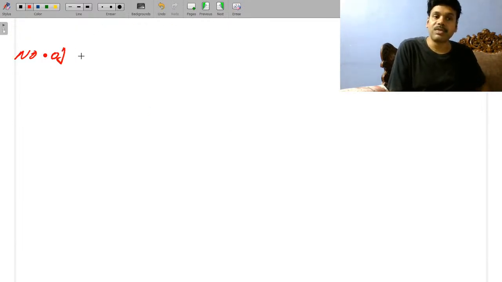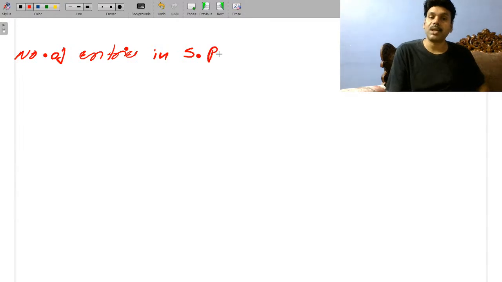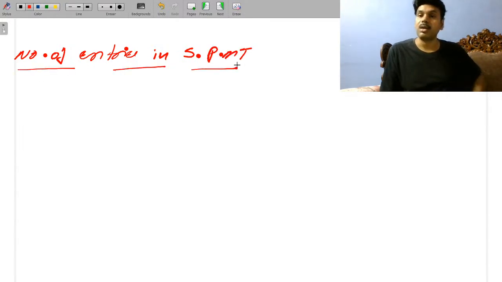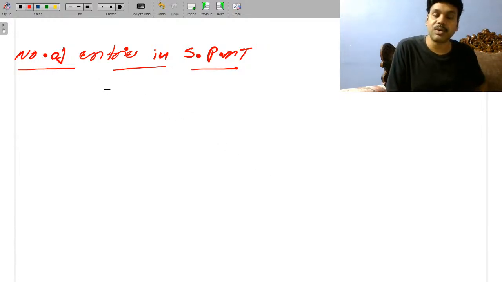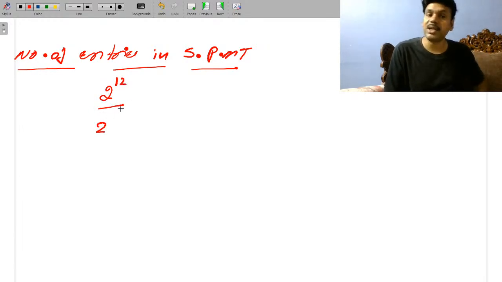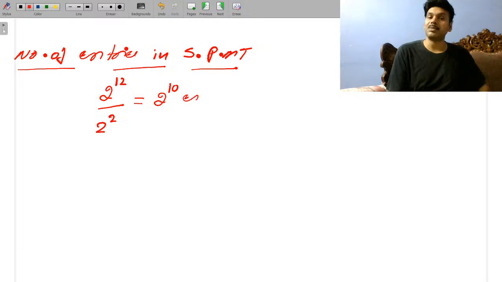So the number of entries in the segmented page map table, I am doing multi-level segmentation there. Therefore, you have 2 power 12 entries divided by your segment entry size, which is 2 power 2, which is nothing but 4 bytes. So you require 2 power 10 entries. Please observe carefully. You require 2 power 10 entries.